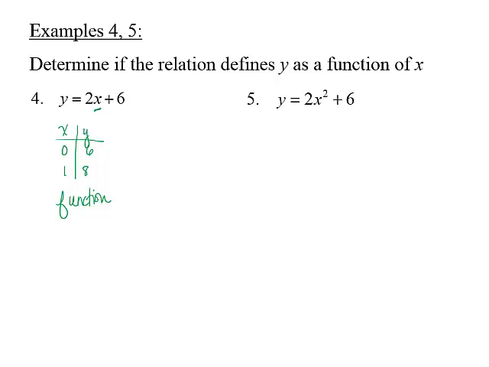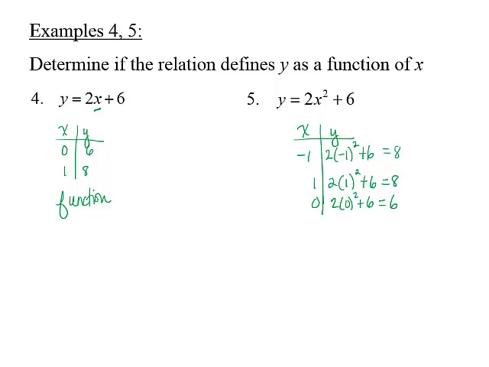If we look at y equals 2x squared plus 6, again, if we think about plugging in values for x, how many y values will we get? If we plug in -1, 2 times -1 squared, plus 6 is really 2 times 1 plus 6, or 8. We plug in 1, we'll get the same value, 2 times 1 squared plus 6, which is also 8. We plug in 0, 2 times 0 squared plus 6 is 6. But notice that for every value of x, I'm getting only one value of y. So this also is a function.